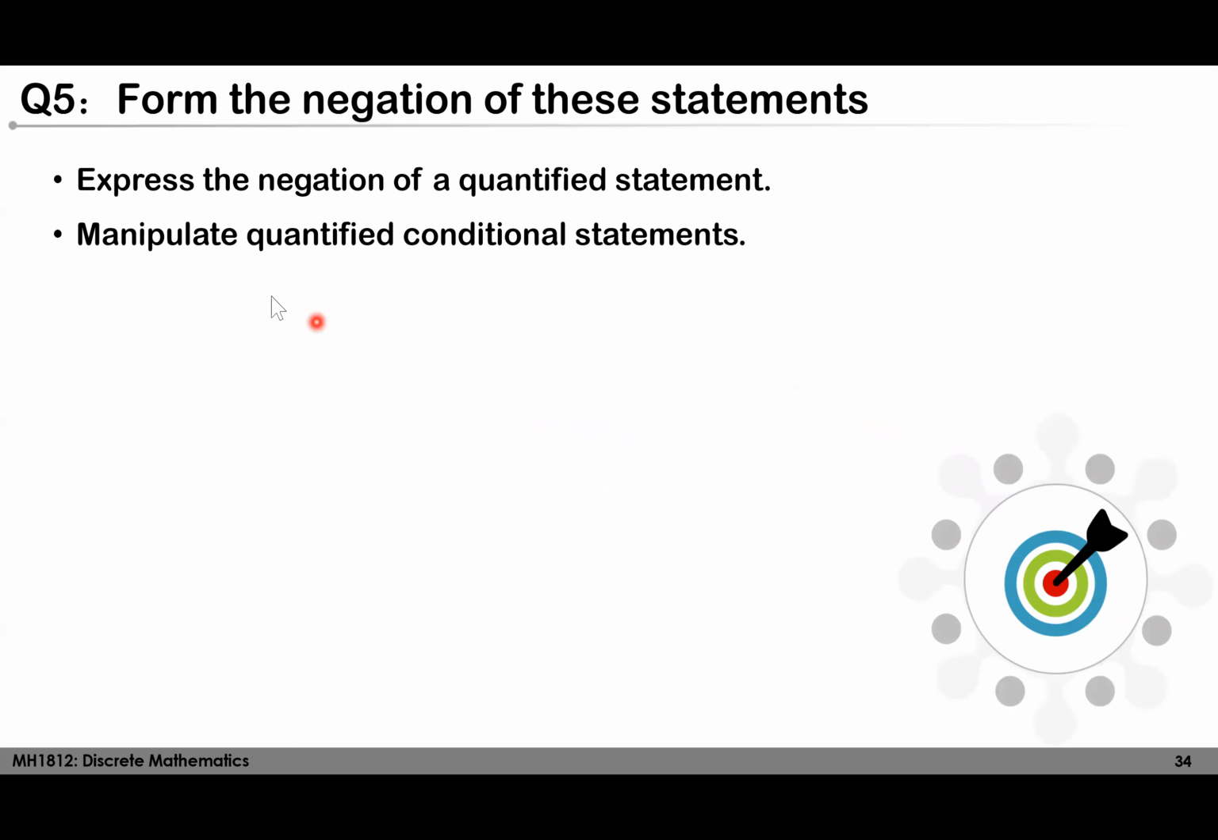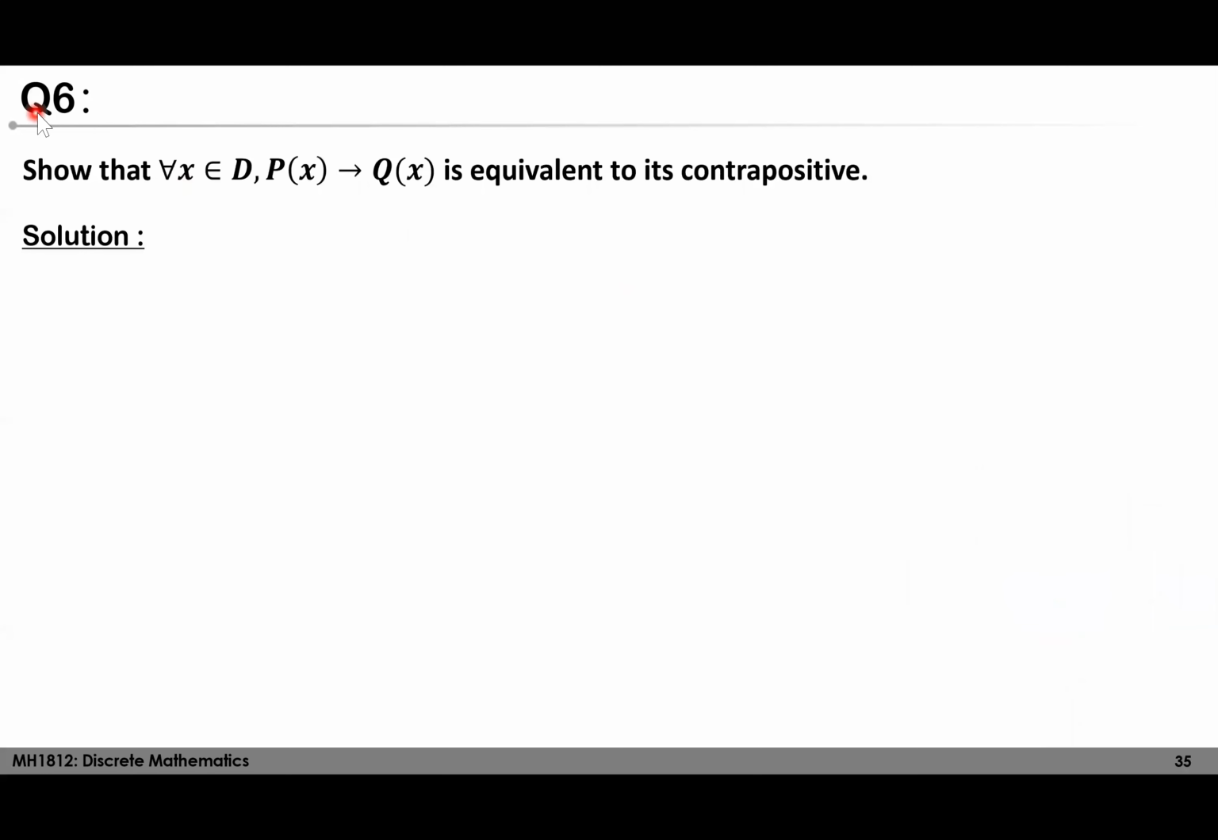So the target of question 5 is to express the negation of quantified statements and manipulate quantified conditional statements. So let's say question 6. Show that this universal conditional proposition is equivalent to its contrapositive.